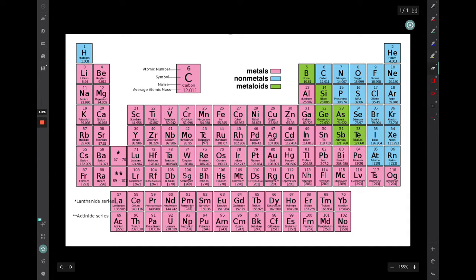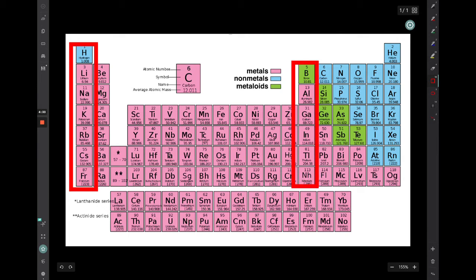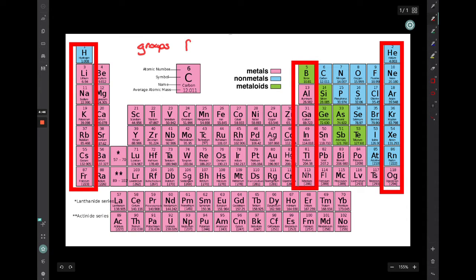There are also columns on the periodic table. So here's a column, here's a column, and here's a column. Those columns on the periodic table are called groups or families.